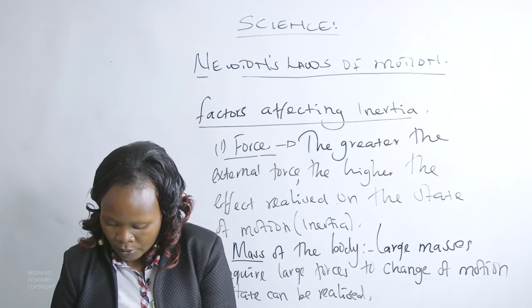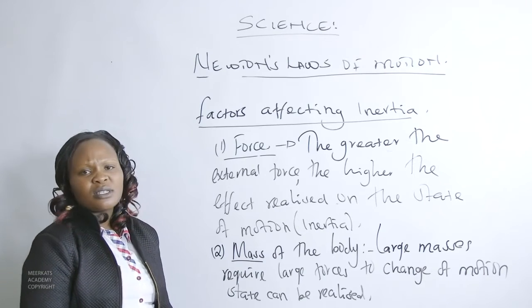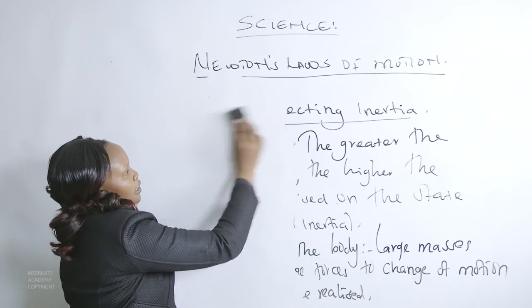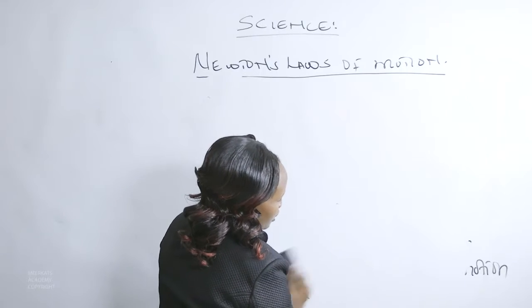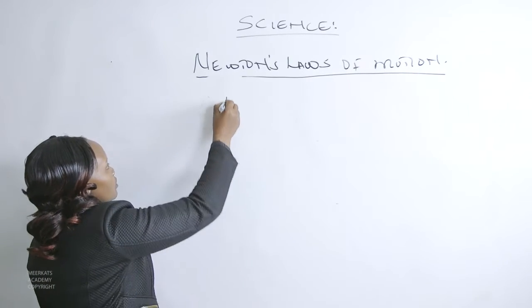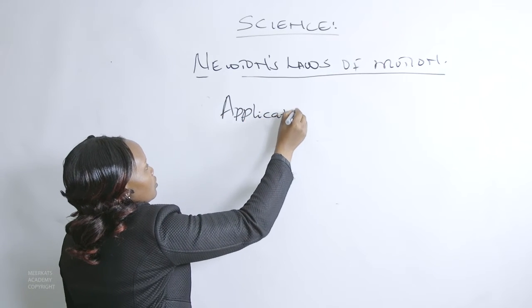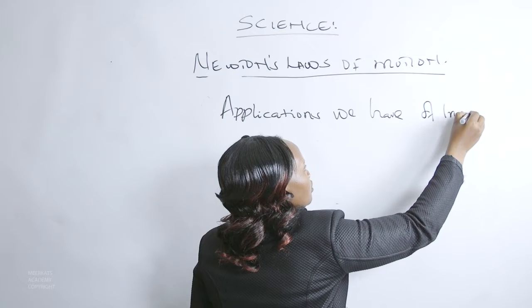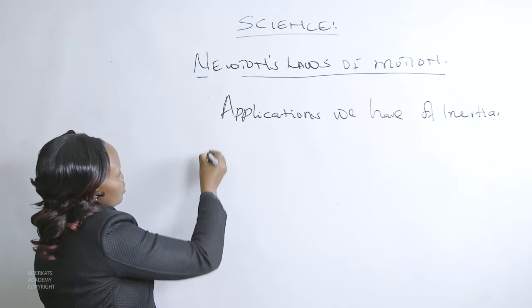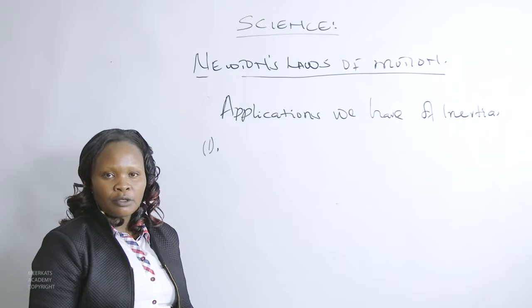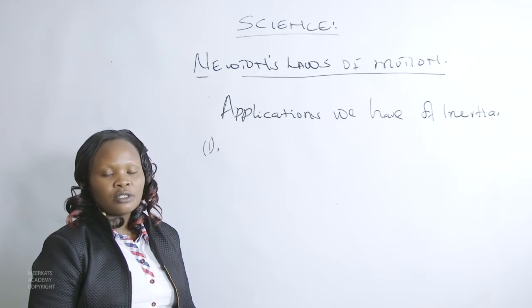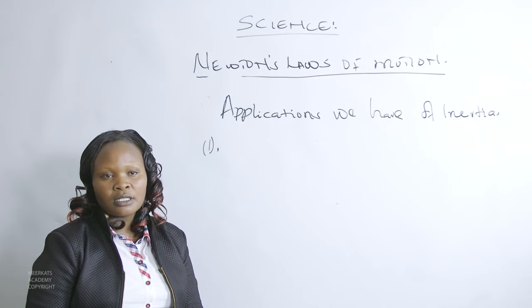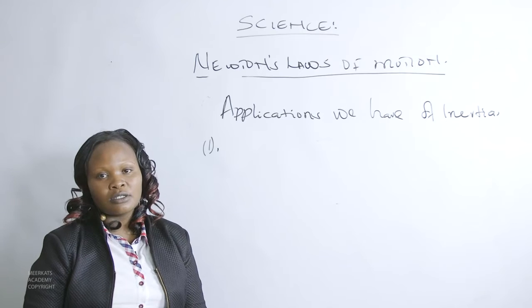Now, how important is that concept to us today? Because whatever knowledge we have has to be applied in our lives in one way or the other. Let us look at the applications we have. Now, applications of inertia. We have to be informed that this reluctance is there. Therefore, we have to take caution. We have to be prepared to face the result of whatever this reluctance is going to yield.